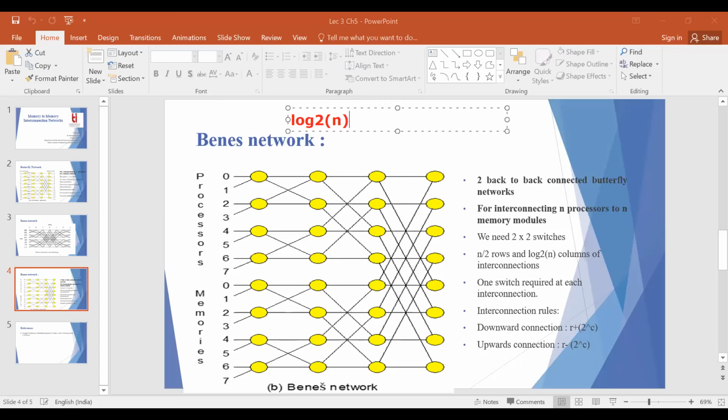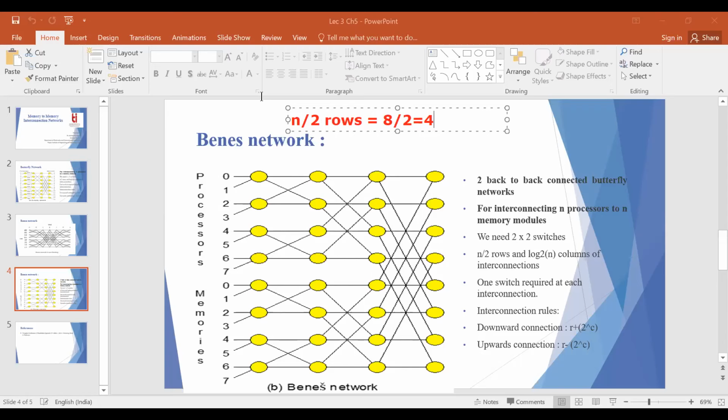I can leave some outputs vacant, but I will have to use a matrix which is 8 cross 8, right? Now, 8 processors and 8 memory modules. This means log base 2 of 8 is... I've written the wrong formula. This is n by 2. Sorry, log base 2 comes for the column. So n by 2 rows gives me 8 by 2, which is 4 rows, right? Okay, so I have 4 rows for processors and 4 rows for memory modules.